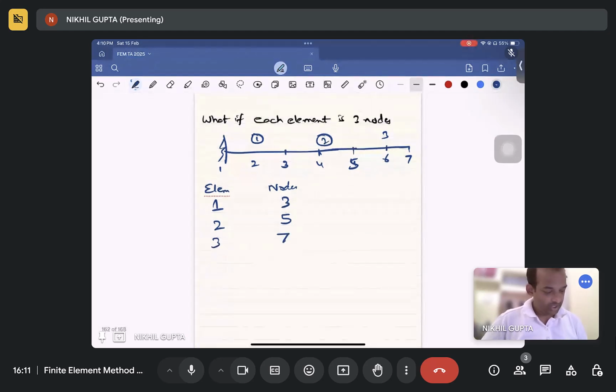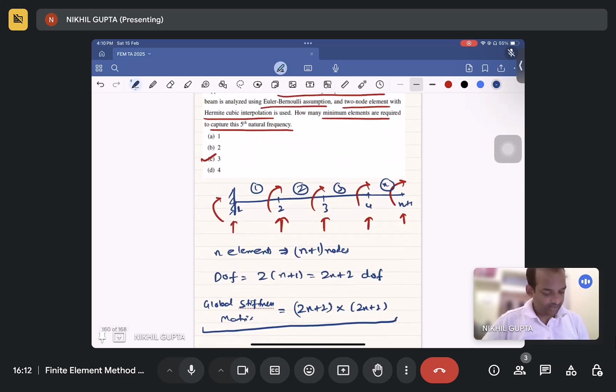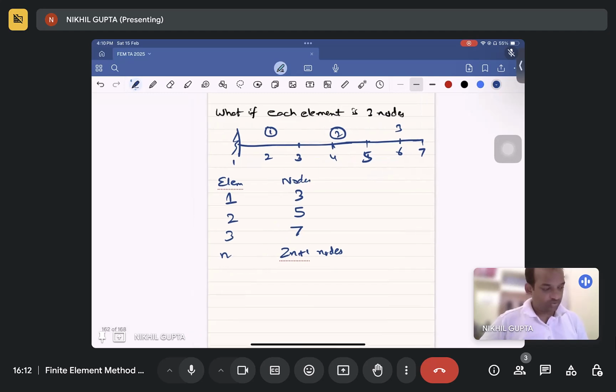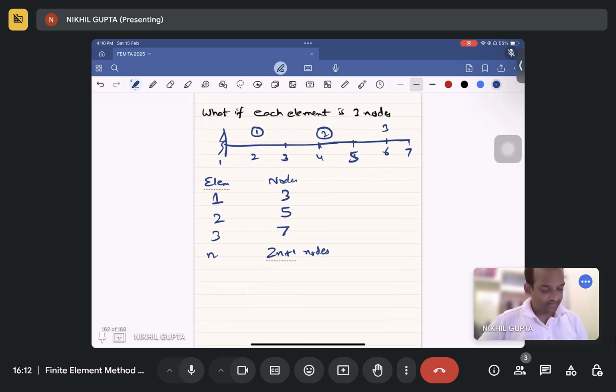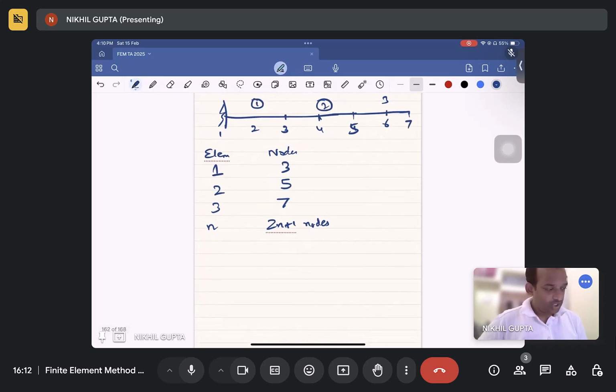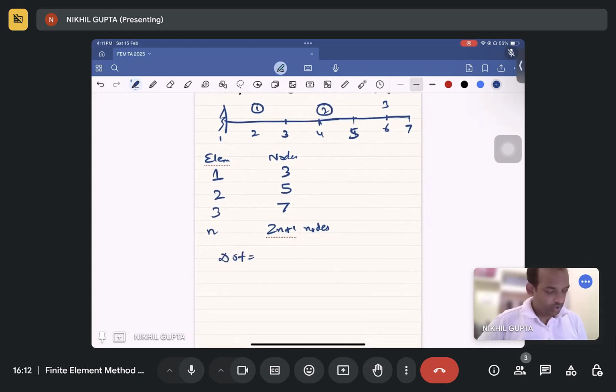Is it fine? Similar trend if you follow, for n elements we will have 2n plus 1 nodes. Since we were able to find directly how many nodes there are, we just have to see a trend, and we get to know that 2n plus 1 nodes are present if we make a 3 noded element for this problem. So if we see the degrees of freedom, it will be twice of 2n plus 1.